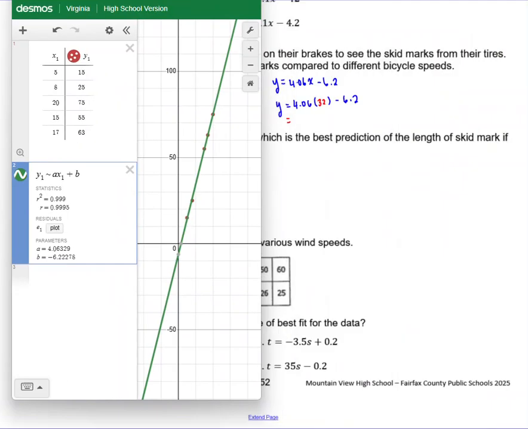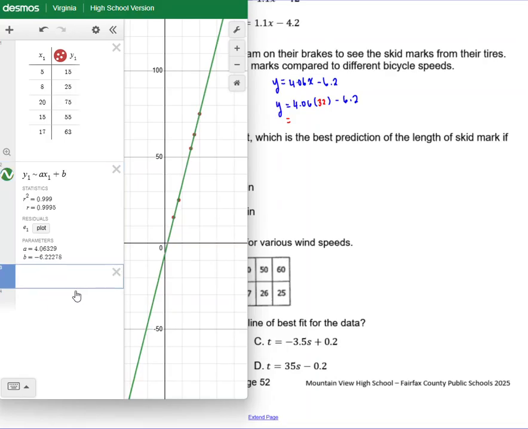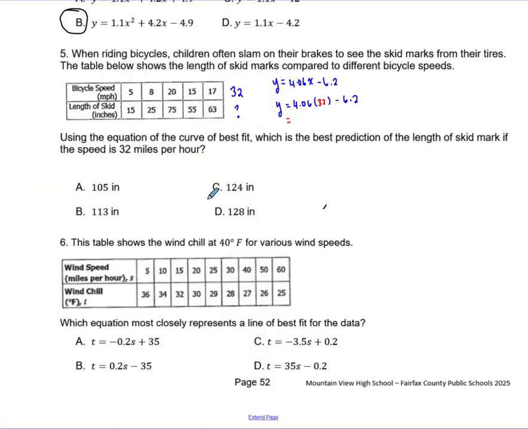Either you can just retype everything, or if you want to use the a and b, look, it just copies the same numbers for you. So this is the way I would do it. So y equals a times 32. Since a is right here and Desmos will copy it for you, we'll use that specific a. I would do it this way. So it's at 123 or 124. Okay. All right, last one.